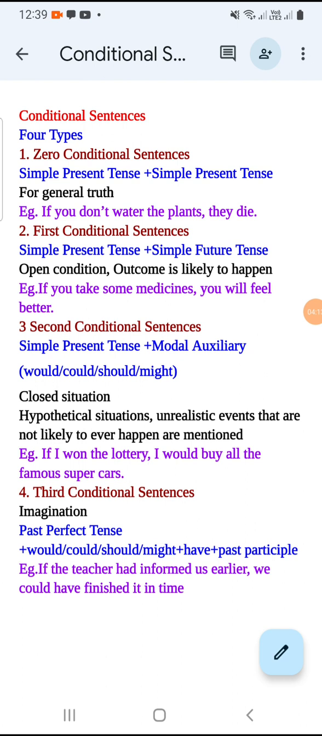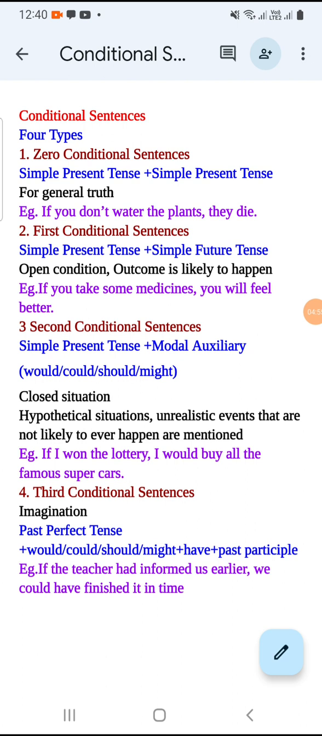And the interesting part is that the structure of both the if clause, which is the dependent clause, and the independent clause is the same, right? That is simple present tense and simple present tense. An example: any truth you can take. If you don't water the plants, they die, right? Here you have seen that if you don't water the plants, they die. That is an open condition, right?